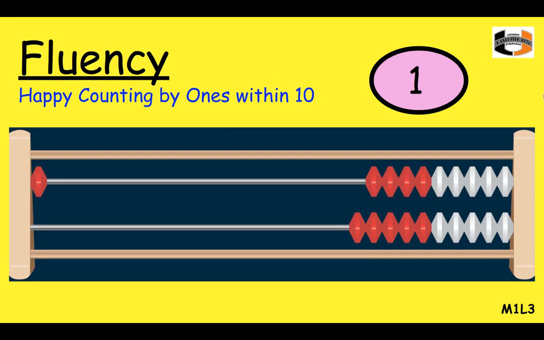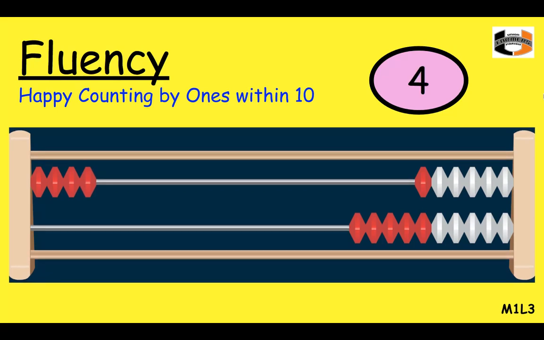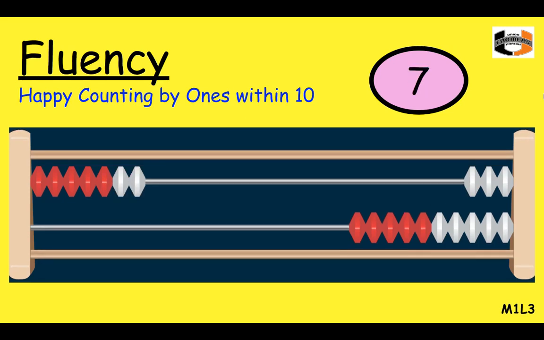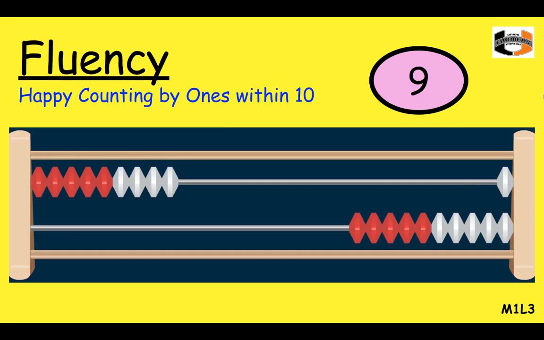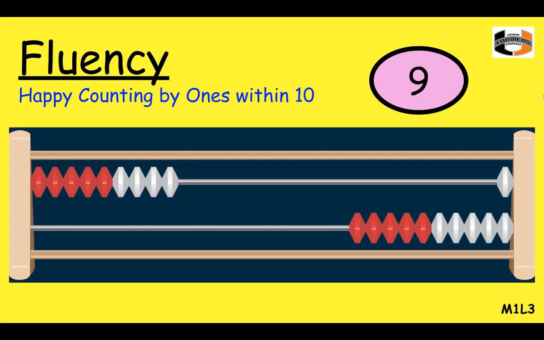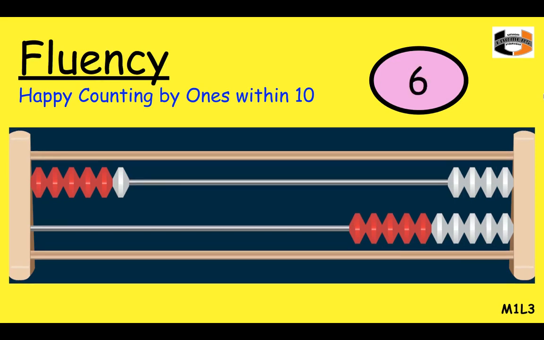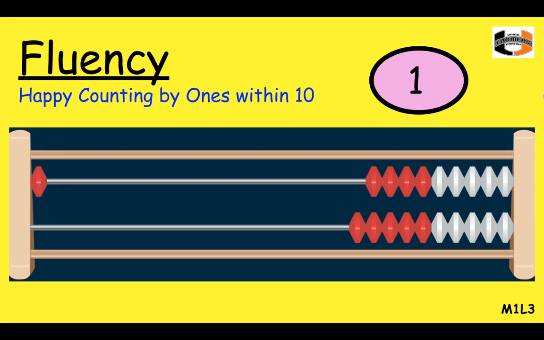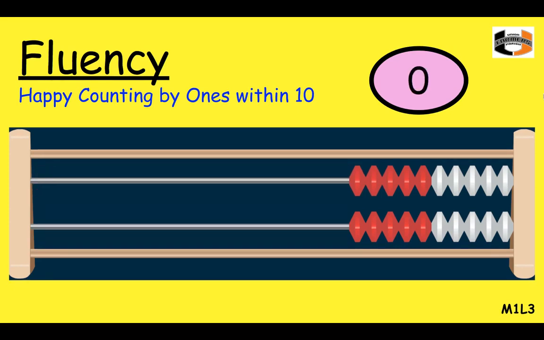So that is 1, 2, 3, 4, 5, 6, 7, 8, 9, 10. And we're going to go back down. 9, 8, 7, 6, 5, 4, 3, 2, 1, and back to 0.